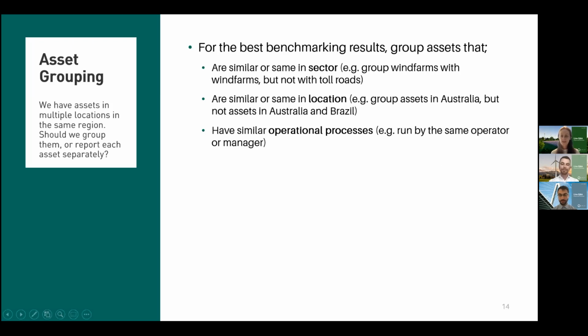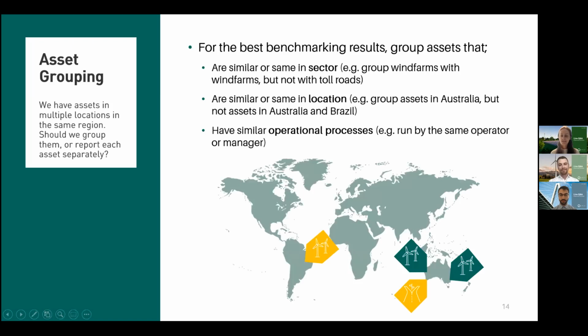Great, and we also have an example about this, which always makes it a bit more tangible than simply saying, okay, this is how you do it. So in this example, we have 2 wind farms in Australia, and we have a toll road also in Australia, and another wind farm in Brazil. So Fabio, can you take us through that?